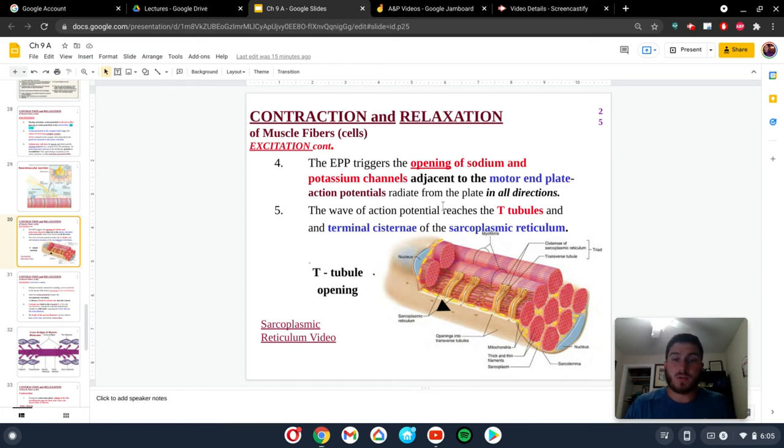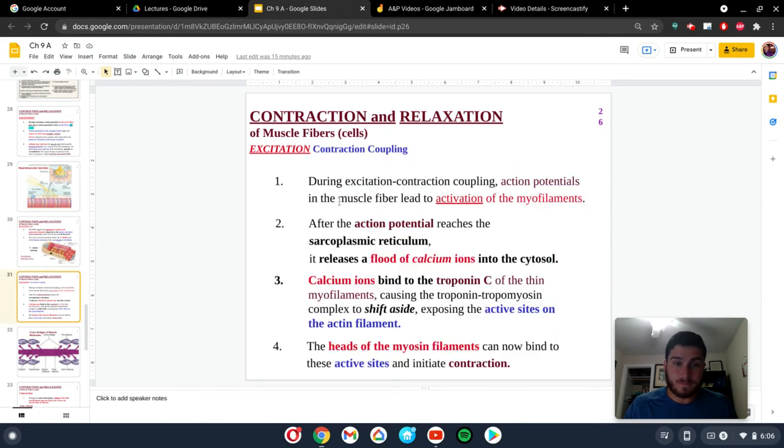This wave of action is going to reach the T tubules of the cell and the terminal cisternae of the sarcoplasmic reticulum, and this is going to then allow for the calcium to start to release into the cytosol or the sarcoplasm of the cell. So during this excitation contraction coupling of the action potentials, the muscle fiber is going to lead to the activation of the myofilaments. In other words, once this action potential reaches the sarcoplasmic reticulum, it's going to then release tons and tons and tons of calcium into the cell, into the cytosol of the cell.